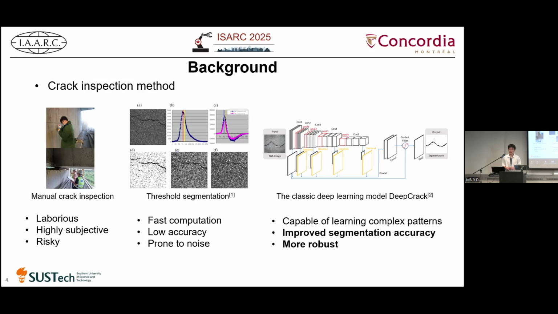As for crack inspection methods, manual inspection is subjective and dangerous. So researchers turned to computer vision early on. But traditional methods like thresholding suffer from low accuracy and are sensitive to noise. So deep learning has since become the mainstream approach, offering better segmentation accuracy and robustness.